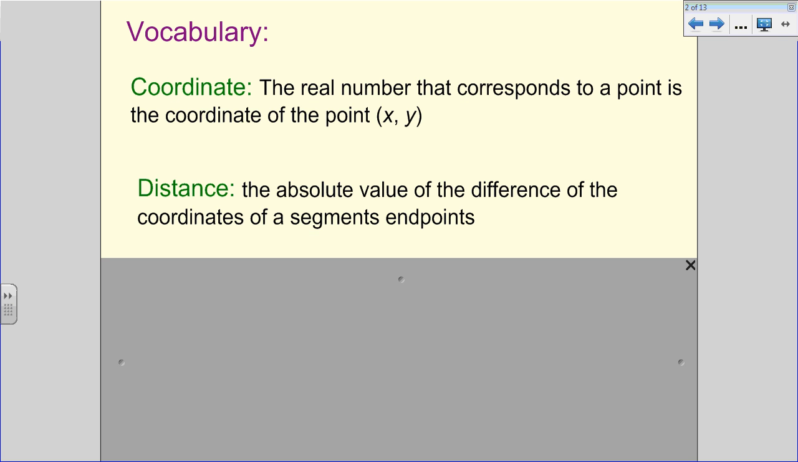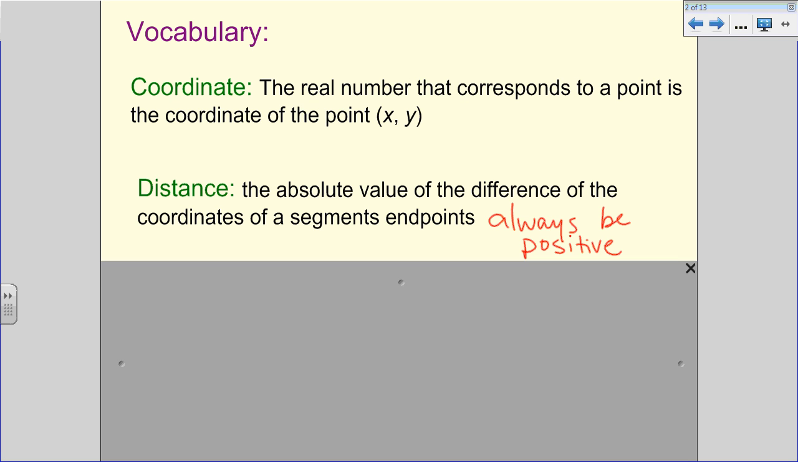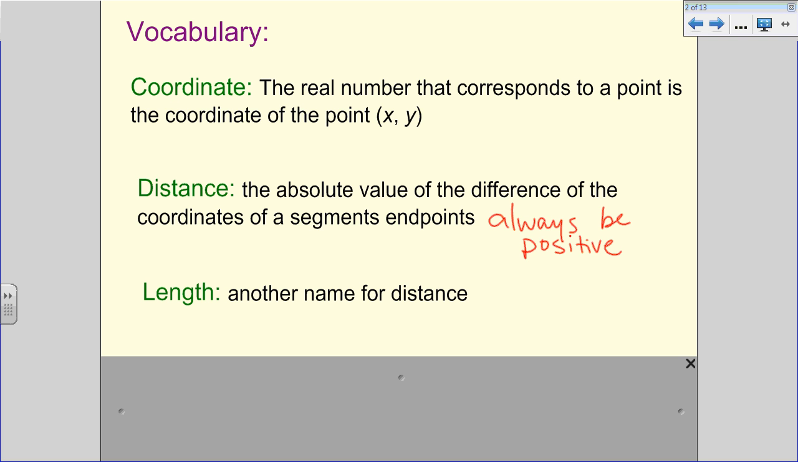We're also going to talk about the distance. Distance is the absolute value of the difference of the coordinates of a segment's endpoints. We haven't talked about absolute value very much this year, but we will be talking about it tomorrow in class. Remember, absolute value is just the distance from 0, so our answers will always be positive. And then length is just another name for distance.